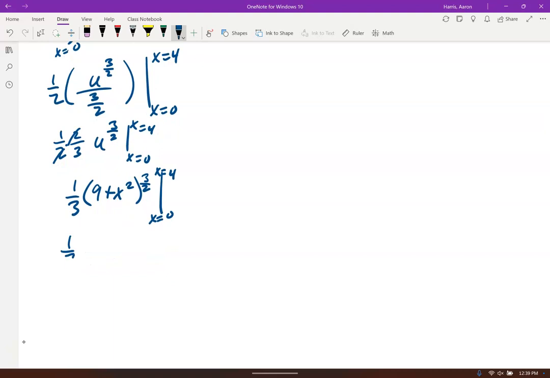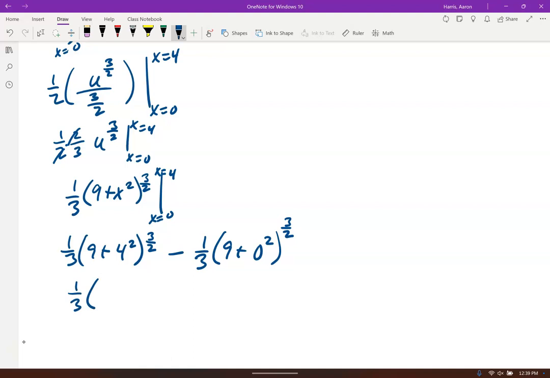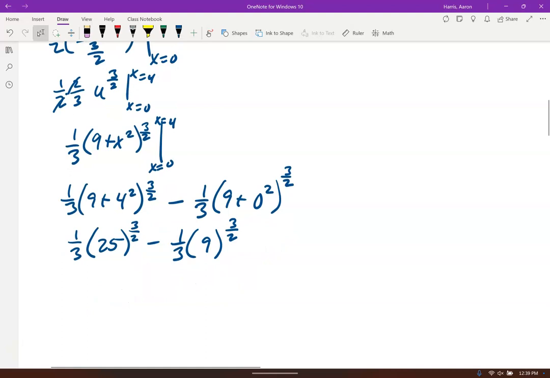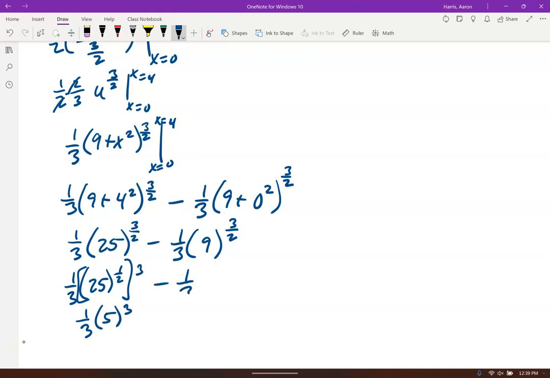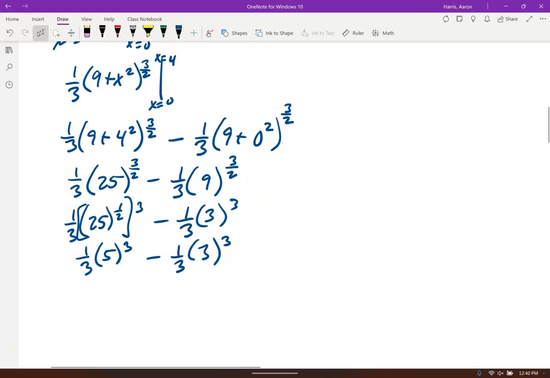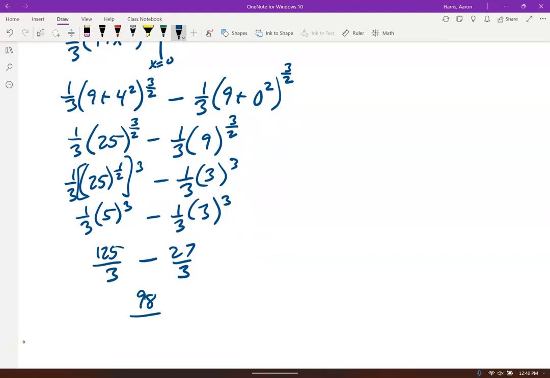Now let's throw the 4 in. Now we'll throw the 0 in. We've got 9 plus 16, we've got 25, to the 3/2. And 9 plus 0, to the 3/2. So we've got 25, let me write it this way: that's the square root of 25 to the 3rd, so 5 to the 3rd, minus 1/3 times the square root of 9, which is 3 to the 3rd. So we've got 5 times 5 times 5, what's that? 125 minus 27, over 3. And so we've got 98 over 3, and that's our integral for that one.